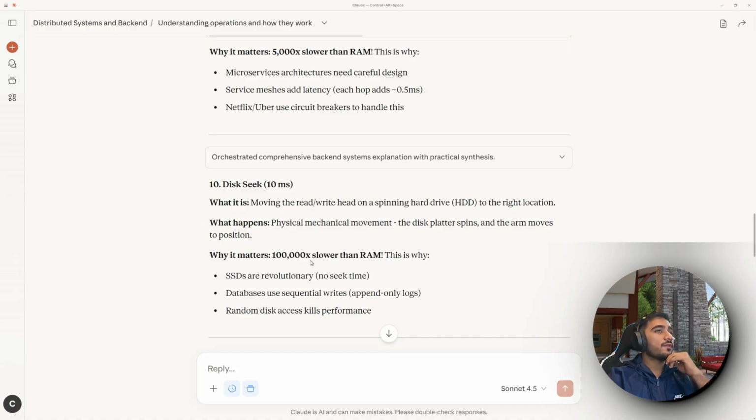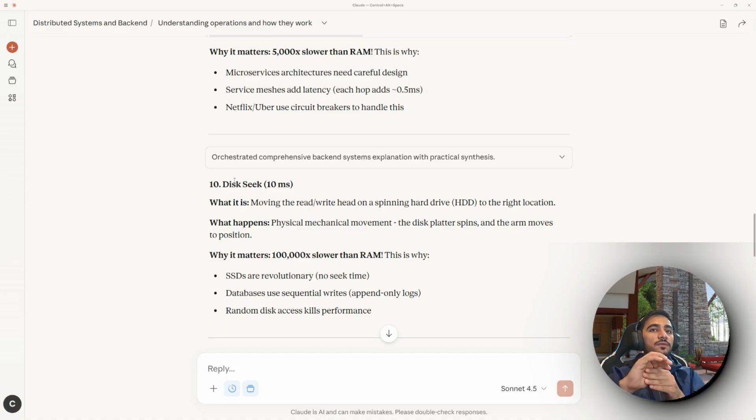Now moving to disk seek, what it is. You have a hard disk, and you have a platter head, which goes and fetches the data from different locations, right? So moving the read or write head on a spinning hard drive to the right location takes 10 milliseconds, and physical mechanical movement is what is happening here. The disk platter spins and the arm moves to position.